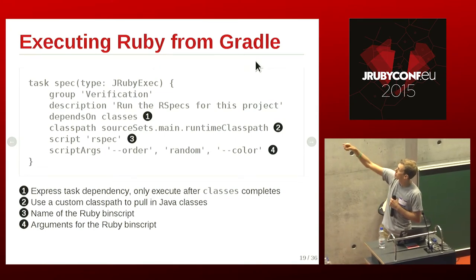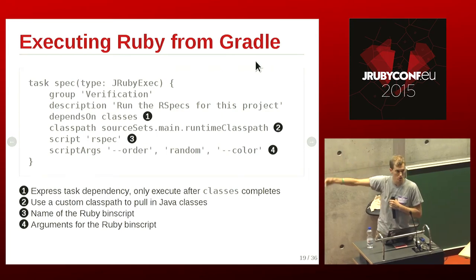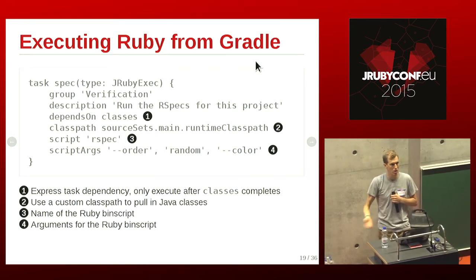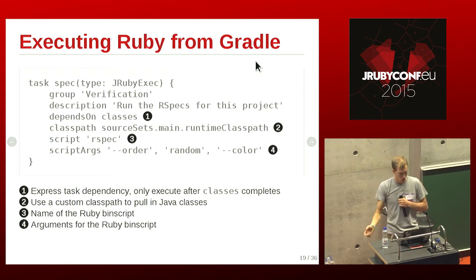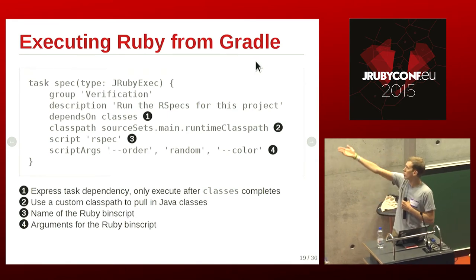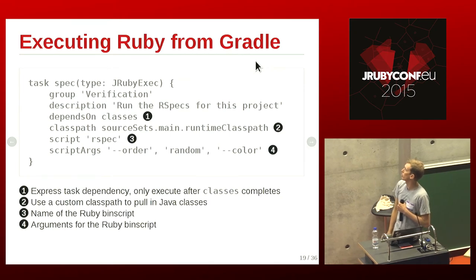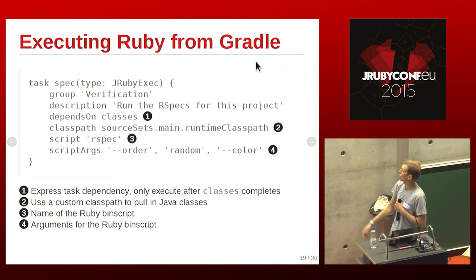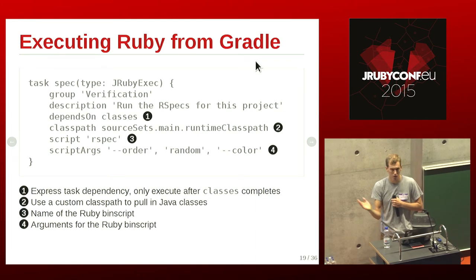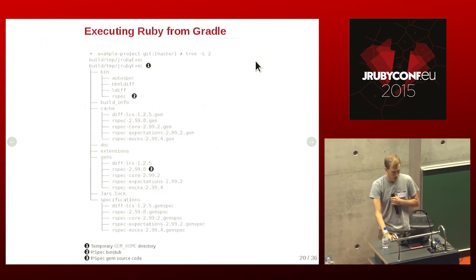When I'm executing this task, I want the class path from my main source set. So whatever was compiled, I want to be able to refer to at runtime when I run this JRuby executable. And then just basic RSpec stuff, call RSpec and pass it this argument. And that's all I need to actually test my Java code and Ruby code with JRuby Gradle.